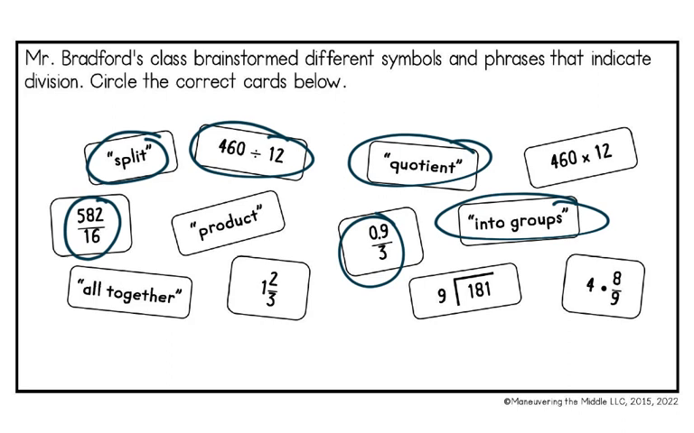If we have 181 divided by 9 with our little box, that's division. And then if we have 4 times 8 over 9, that is multiplication. That little dot there is a multiplication symbol.